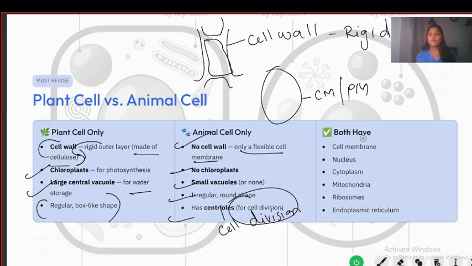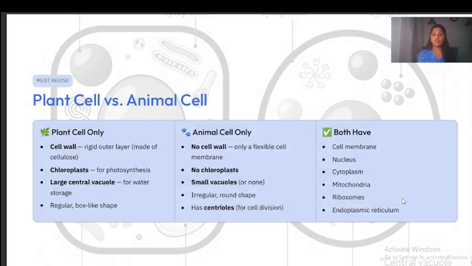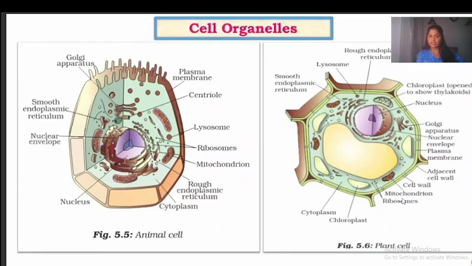Fine. Now, what are the similarities between the plant cell and animal cell? Both have cell membrane, both have nucleus, both have cytoplasm, both have mitochondria, both have ribosomes and endoplasmic reticulum. So this is common in plant cell and animal cell. So you don't have to confuse between what is there and what is not there.